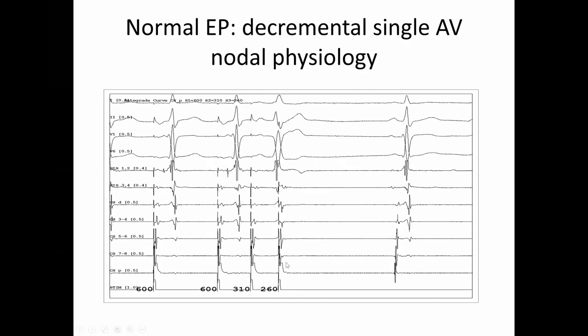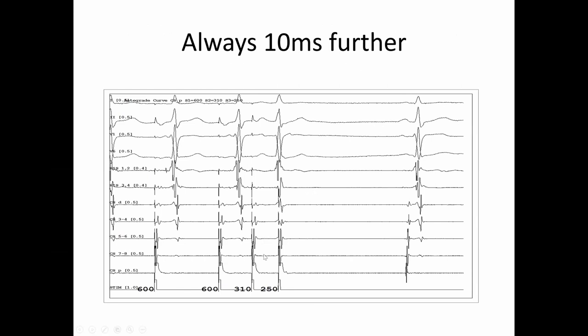We've now reached AV nodal ERP. This is where the AV node could no longer conduct from the atrium to the ventricle. It's not from the atrium to the ventricle, it's across the AV node. There's no His signal here, as you can see. So this is an example of normal decremental single AV node physiology. That's normal, and we always go 10 milliseconds shorter to make sure there's no gap physiology that we've missed.